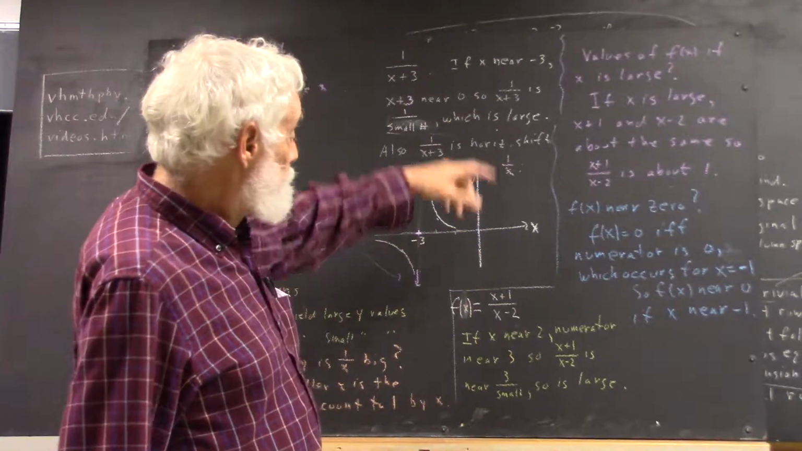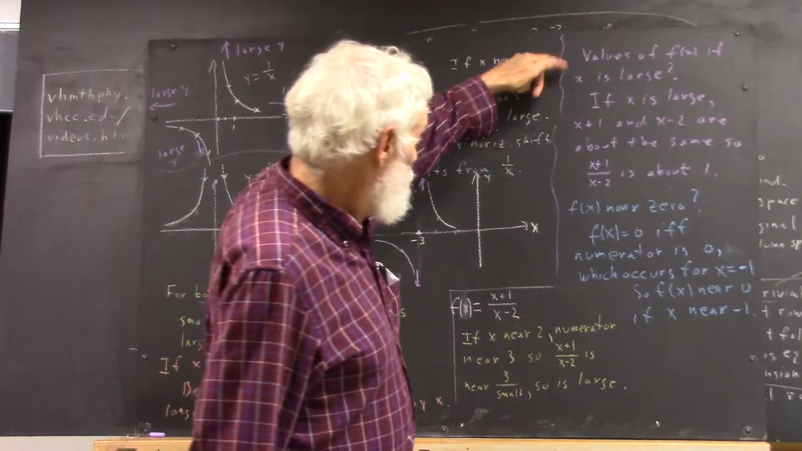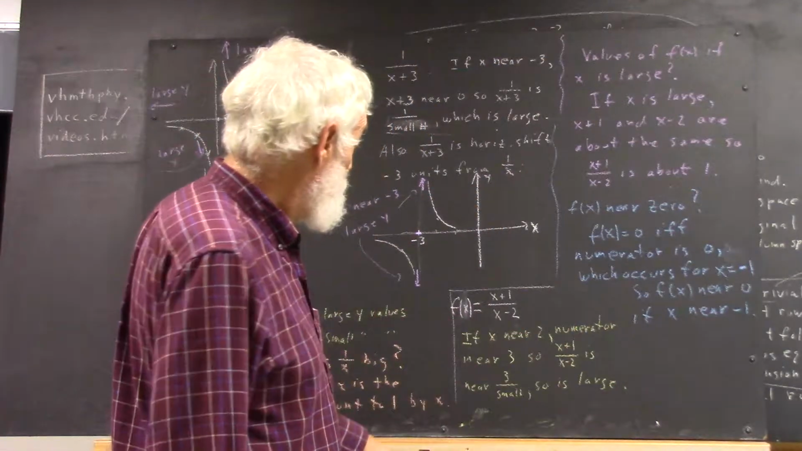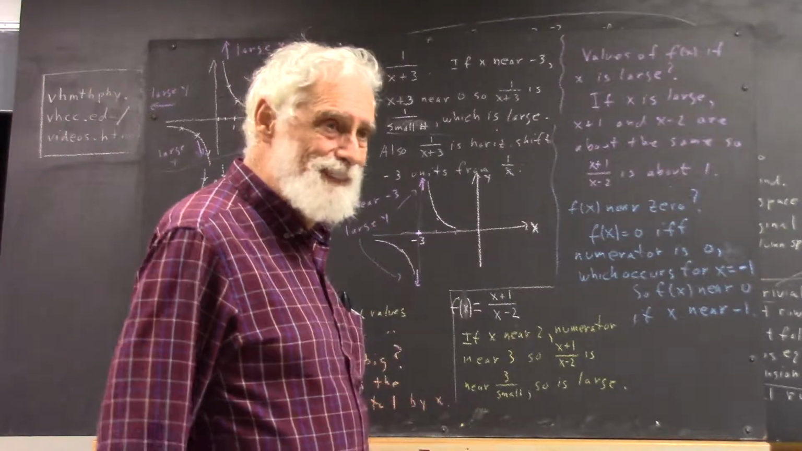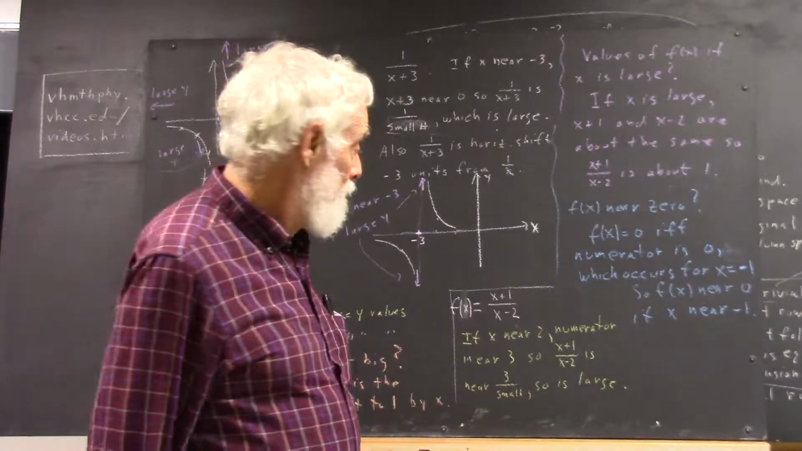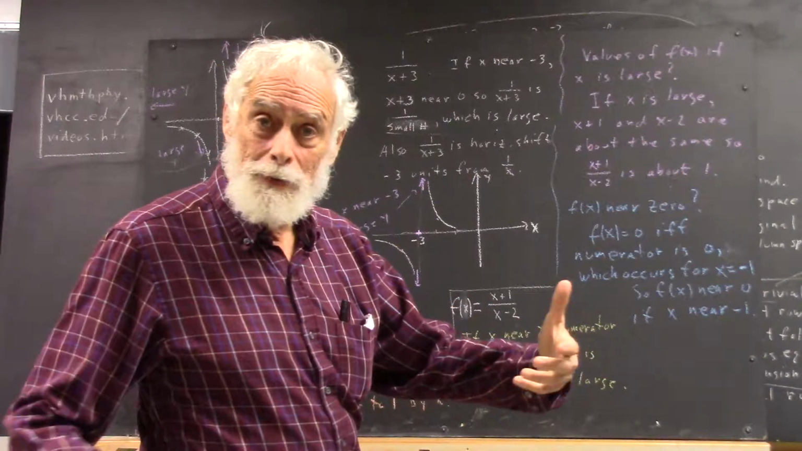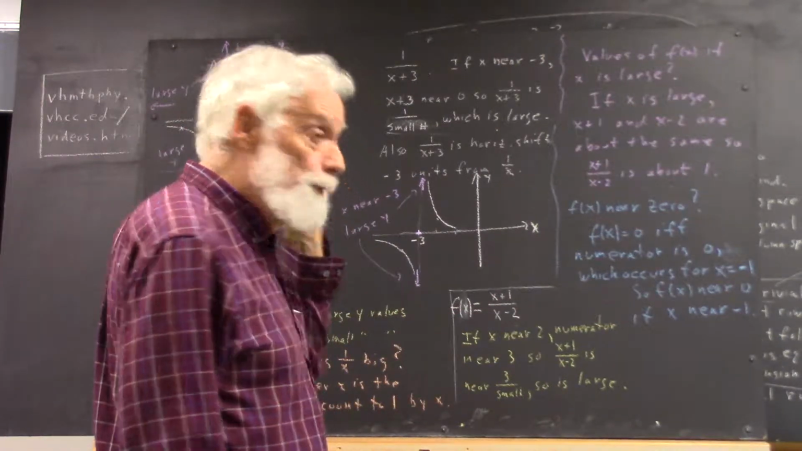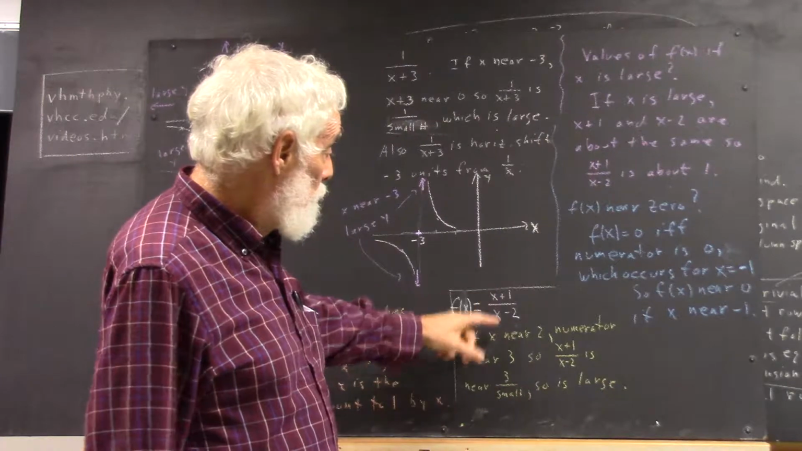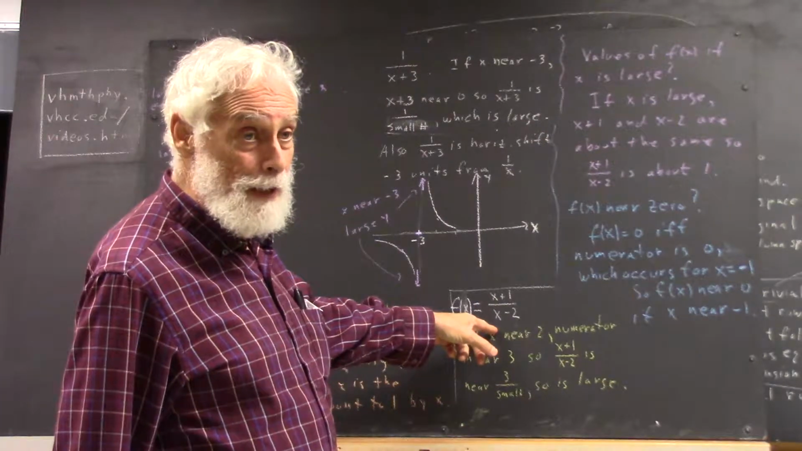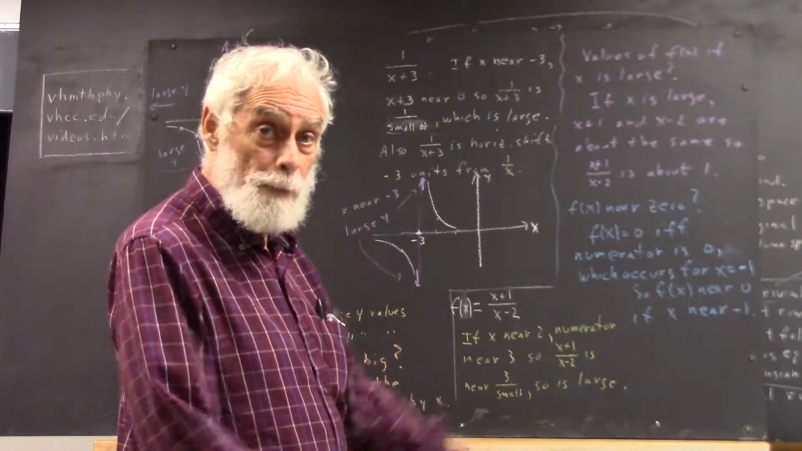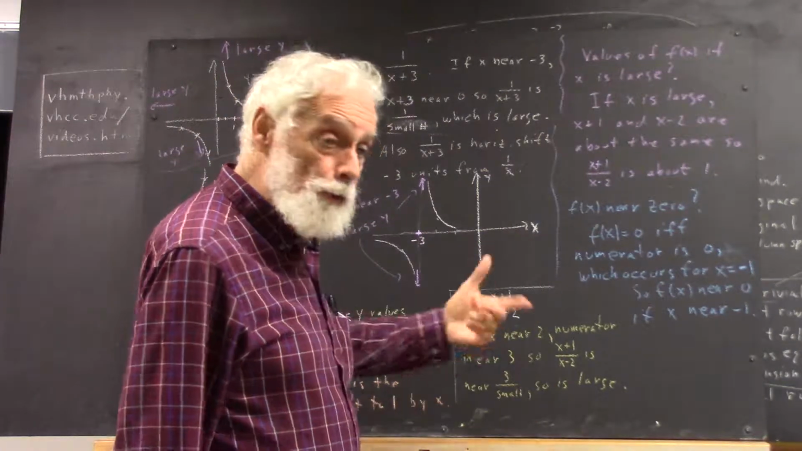Question now, what are the values of this function if x is large? Okay. Well, if x is a really big number, then x plus 1 is not much bigger than x, and x minus 2 isn't much smaller than x in proportion. Okay, if x is 1,000,000, you've got 1,000,001 divided by 999,998. That's pretty close to 1,000,000 divided by 1,000,000. And that's close to 1.